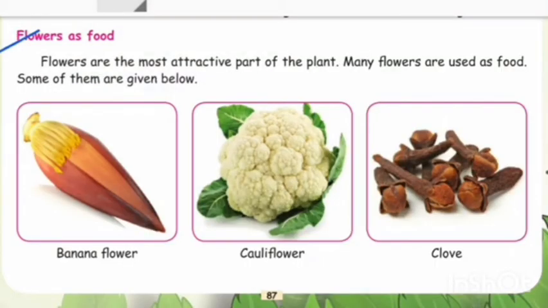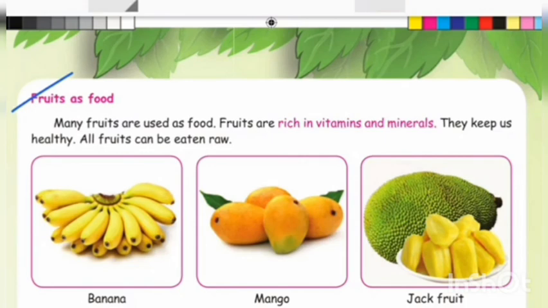Flowers as food. Flowers are the most attractive part of the plant. Many flowers are used as food. Some of them are given below: banana flower, cauliflower, and clove. Fruits as food. Many fruits are used as food. Fruits are rich in vitamins and minerals. They keep us healthy. Fruits can be eaten raw: banana, mango, jackfruit, etc.